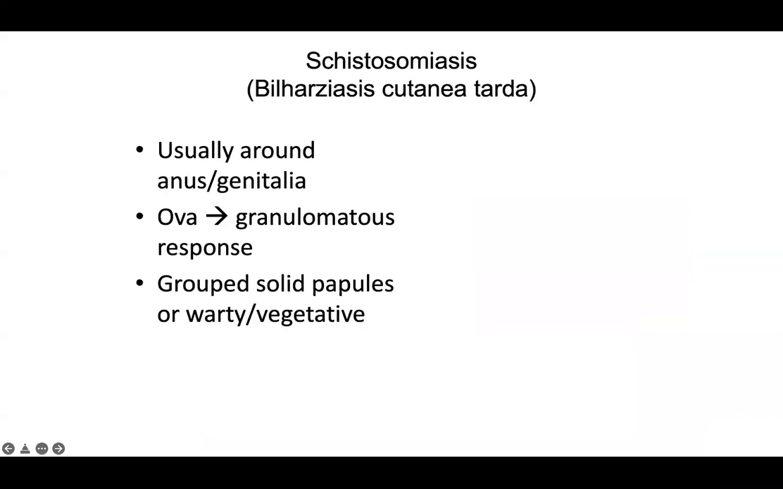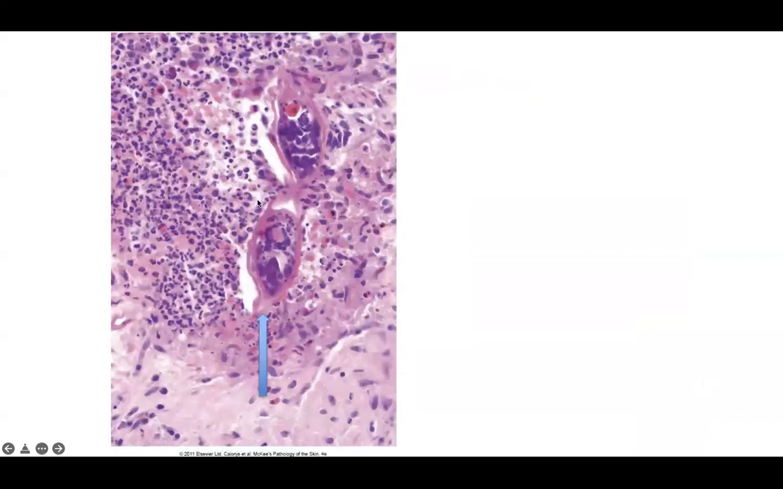This usually occurs around the anus and genitalia. The ova lead to a granulomatous response, but hopefully you can see the ova in the digital slide that they show you on the exam, and then the surrounding granulomatous response.